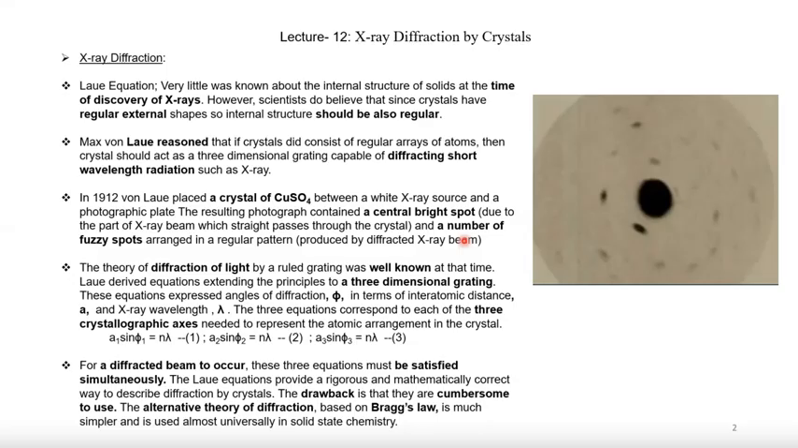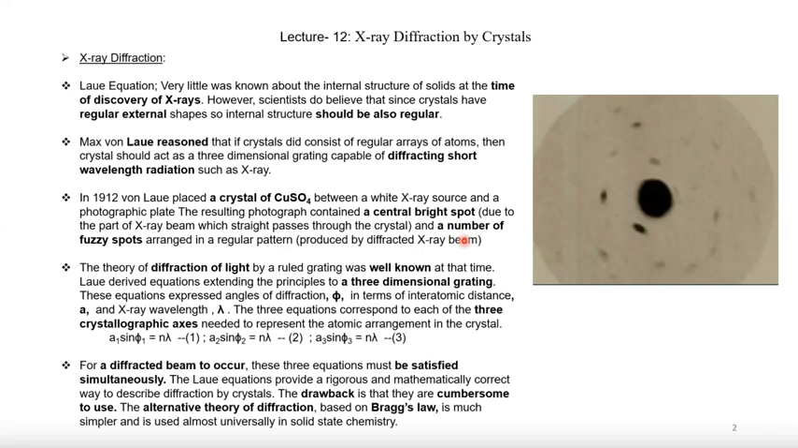You see, very little was known at the time of discovery of X-ray about the internal structure of solids. So, though scientists did believe that crystals have regular external shapes, they didn't know about the internal structure of the solid or crystals, let's say.